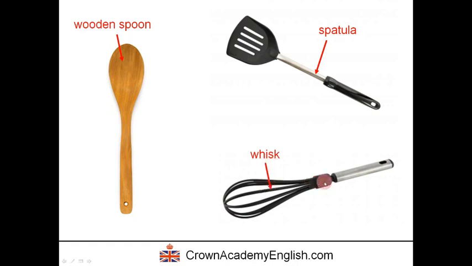And this is called a whisk. A whisk. So we use a whisk to, for example, beat eggs. So we turn the whisk very quickly in a liquid, and the whisk adds air to the liquid, adds oxygen and air to the liquid.